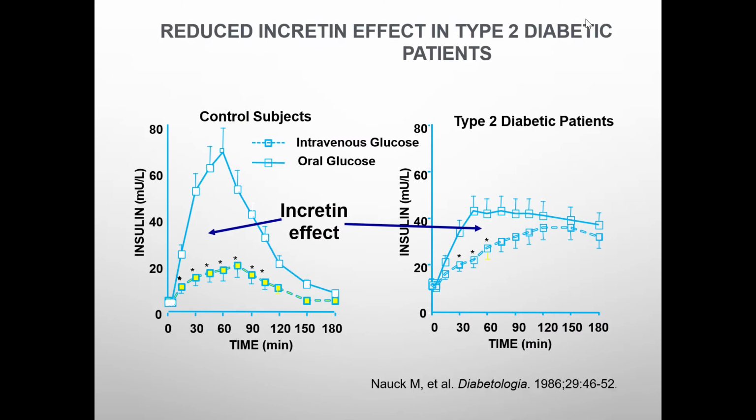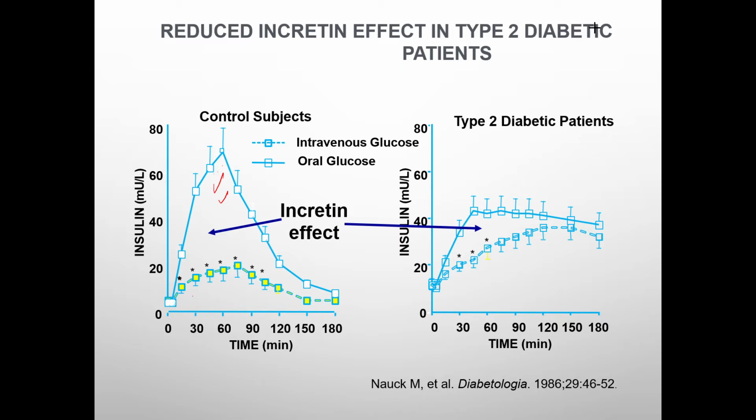Then the incretin effect in type 2 diabetes is reduced. Before we understand why it is reduced, I would like to tell you what the incretin effect is. Here we are giving IV glucose and here we are giving oral glucose. It has been seen that with IV glucose there is release of insulin, and with oral glucose there is also release of insulin. But with oral glucose the release of insulin is way higher. It's a very augmented response of insulin secretion with oral glucose.